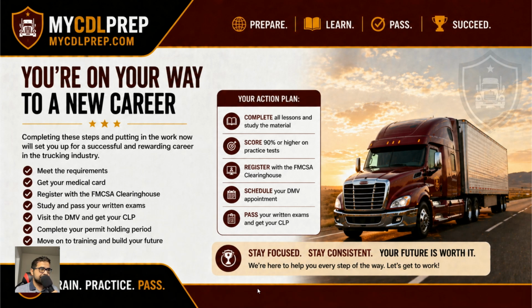Your action plan. You've got to have an action plan that I'm helping you make. Complete all lessons and study material. Score 90% or higher on practice tests. Register with the FMCSA Clearinghouse. Schedule your DMV appointment. Pass your written exams and get your CLP, Commercial Learner's Permit.